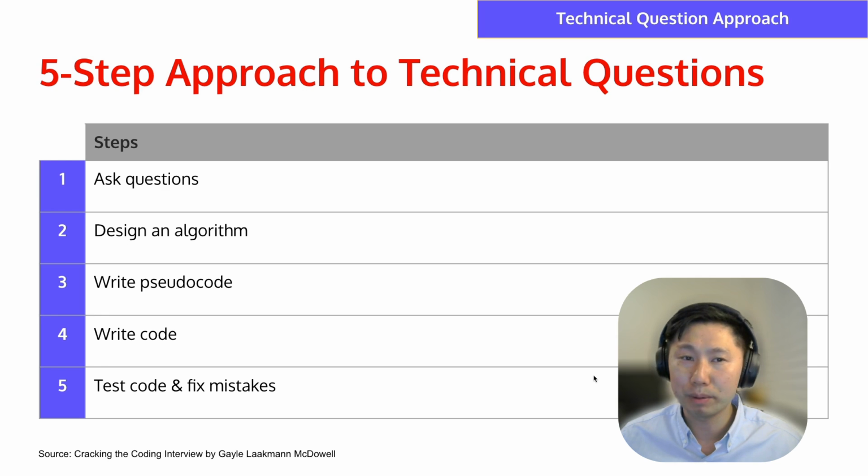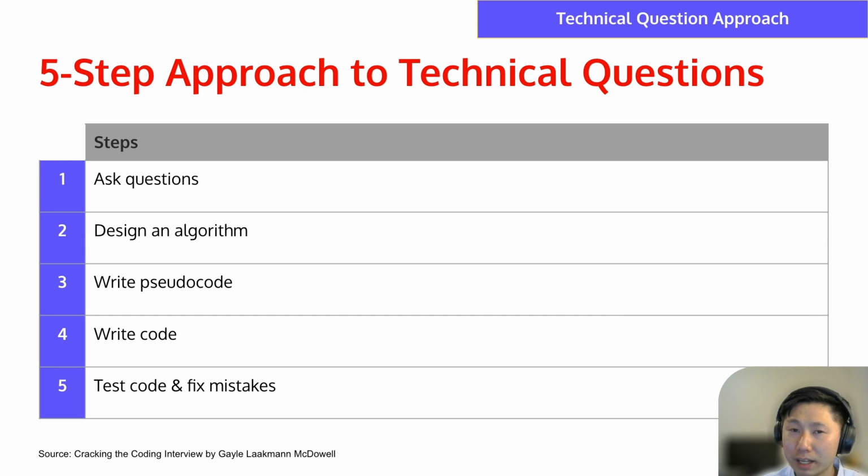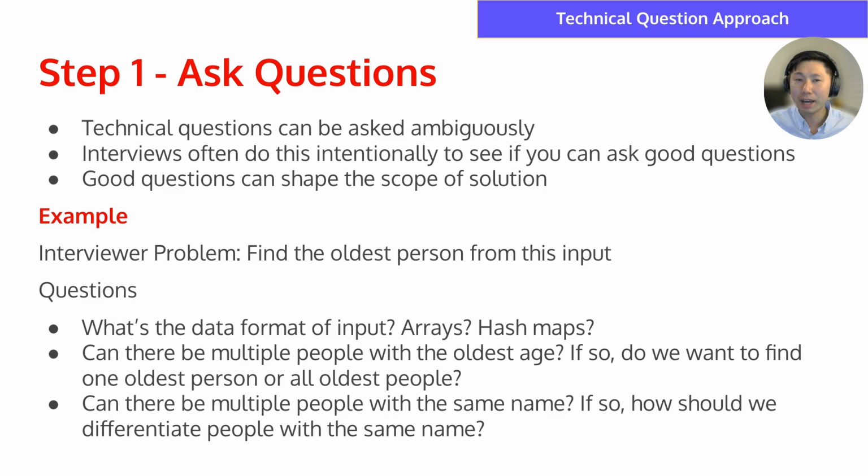And here is the 5-step approach to technical questions. This is based on a famous coding interview preparation book called Cracking the Coding Interview. And the 5 steps listed here are: Step 1, ask questions. Step 2, design an algorithm. Step 3, write pseudocode. Step 4, write code. And step 5, test code and fix mistakes. Now let's dive deeper into each one of these steps.